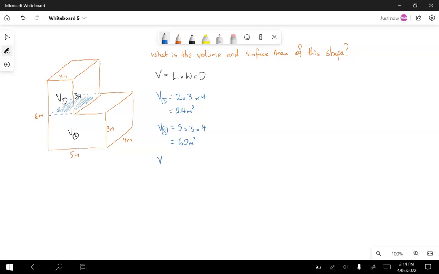All right, that means that my total volume for the shape will be volume 1 plus volume 2. Making these notes really nice and clear for myself and for my marker. So that will be 24 plus 60. So the overall volume will be 84 cubic meters. And we're not going to forget our units. We've gone to a lot of work to get that answer. Now we're going to move to surface area.